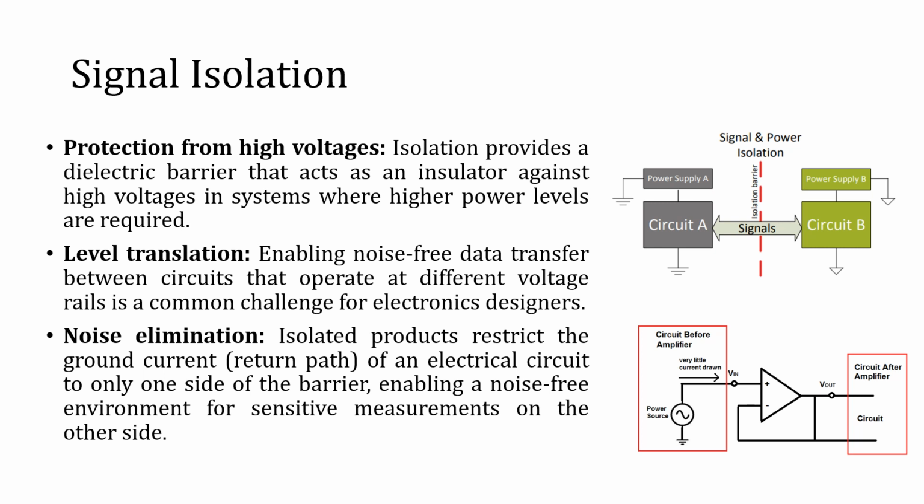So this is another example of signal isolation that I have already told you about. Let's say there is a circuit A and a circuit B, and to avoid any kind of noise between these two circuits, we have to go for signal isolation, and sometimes it is also called power isolation. When we use the term power isolation, it means circuit A has its own power source including ground, and circuit B has its own power source including ground.